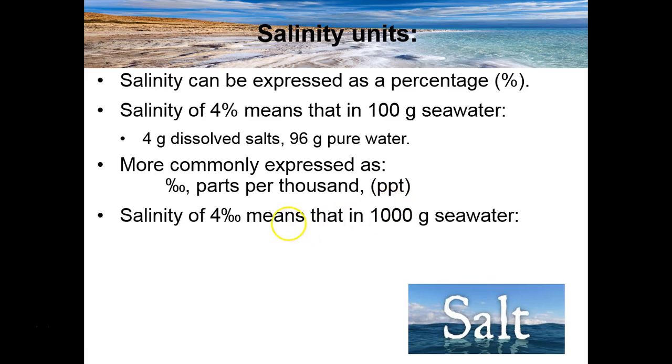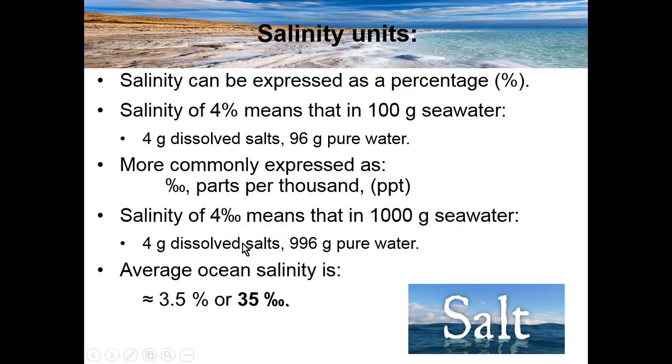So that means that if you have a salinity of 4 parts per thousand in 1,000 grams of seawater, that would be 4 grams of dissolved salts and 996 grams of pure water. Okay, so which one has more salt in it? This example up here, 4 grams of salts in 100 grams of seawater, or 4 grams of salts in 1,000 grams of seawater. You should have said the first one has a higher salinity. Okay, so on average, the ocean salinity is about 35 parts per 1,000, or 3.5%.